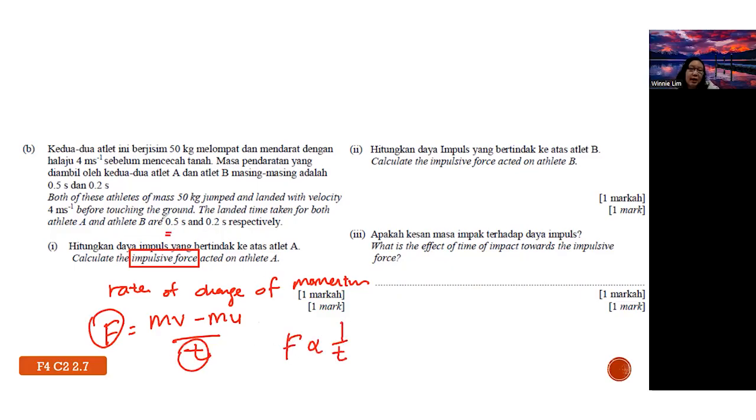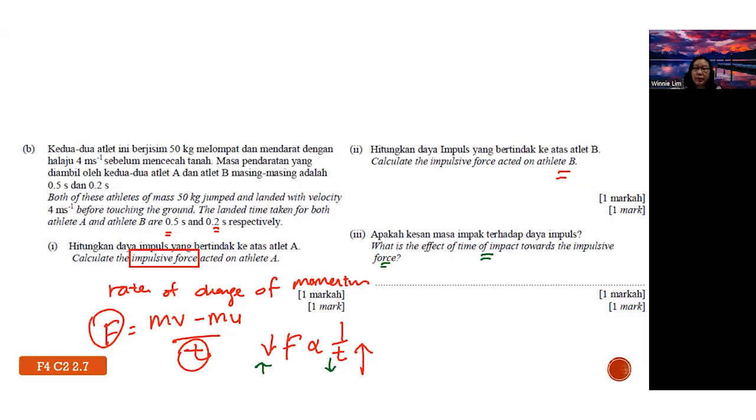So in this case, athlete A, the time taken is longer, right? Later on, when you calculate, you will notice the force produced is lesser. While for B, the time taken is shorter, right? If the time taken is shorter, that means the force acting on athlete B will be greater. So, like I showed in the equation, what is the effect of time on impulsive force? They are inversely proportional.